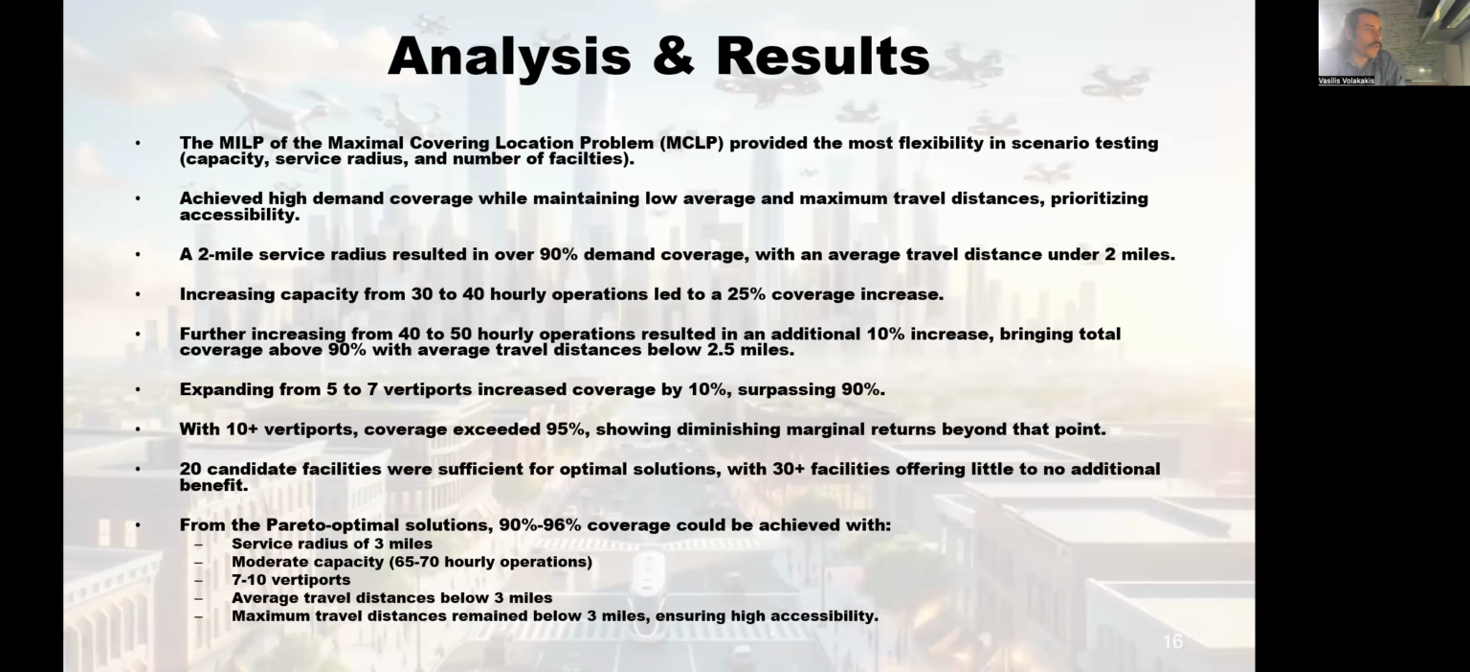Basically here we saw that the mixed integer linear programming for that specific problem provided the most flexibility in scenario testing in terms of capacity, service radius, and number of facilities. High demand coverage was achieved while maintaining low average and maximum travel distances, which prioritizes accessibility. A 2 mile service radius resulted in over 90% demand coverage with an average travel distance under 2 miles. And increasing capacity from 30 to 40 hourly operations led to a 25% coverage increase.